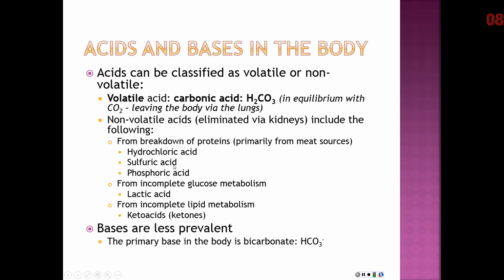You can also get acid from incomplete glucose metabolism, which is really anaerobic metabolism. If we have low levels of oxygen, we cannot move the pyruvic acid into the mitochondria. That pyruvic acid will convert to lactic acid. This you should already know, but this is one of the acids that can cause a drop in pH or an increase in hydrogen ion concentration.